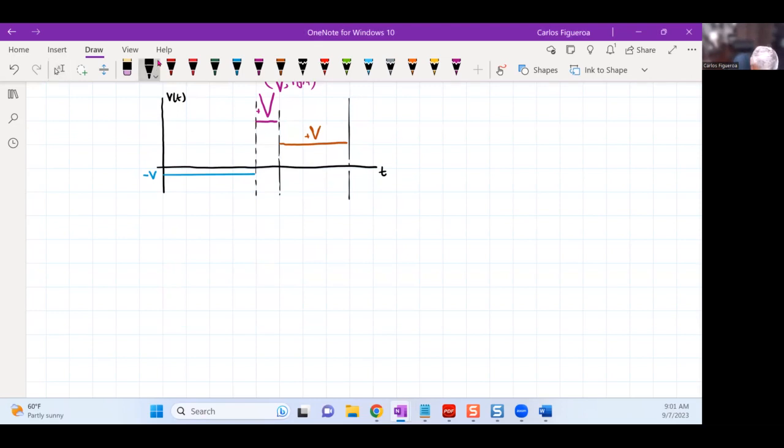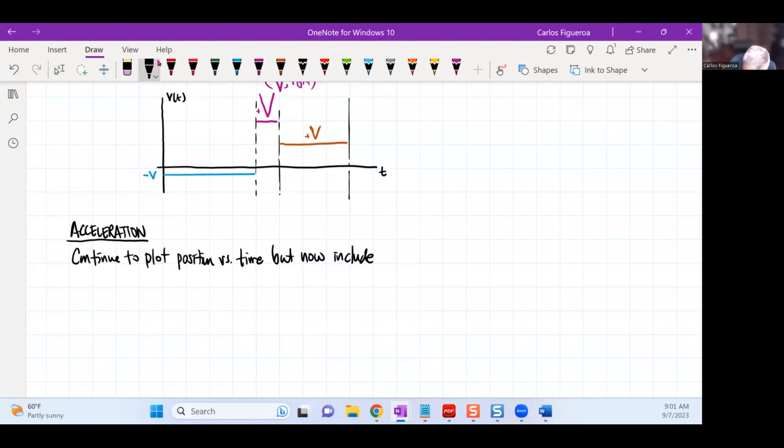So let's talk about acceleration, and let's start with the graph because I think the graph will really help. Acceleration. So what I want to do here is continue to plot position versus time, but now include changing velocity.